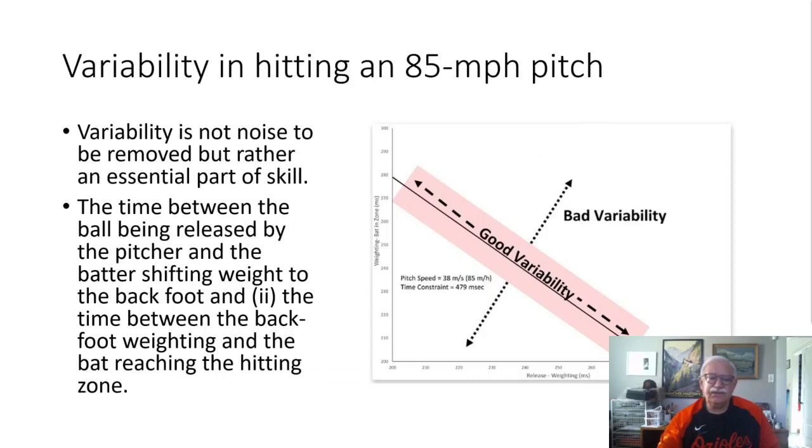Okay, so this variability in hitting an 85-mile-an-hour pitch. Good variability lies in this pink space. Bad variability comes away from this. So these are pitch speed 35 meters per second or 85 miles an hour. The time constraint is all this has to occur within 479 milliseconds. So variability is not noise to be removed, but rather it's an essential part of the skill.